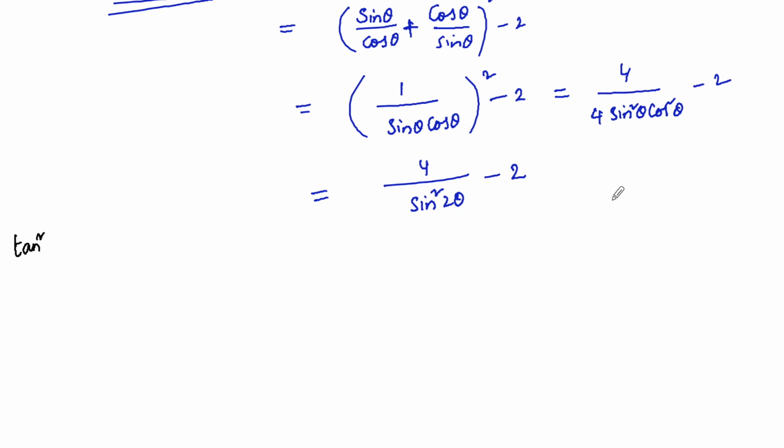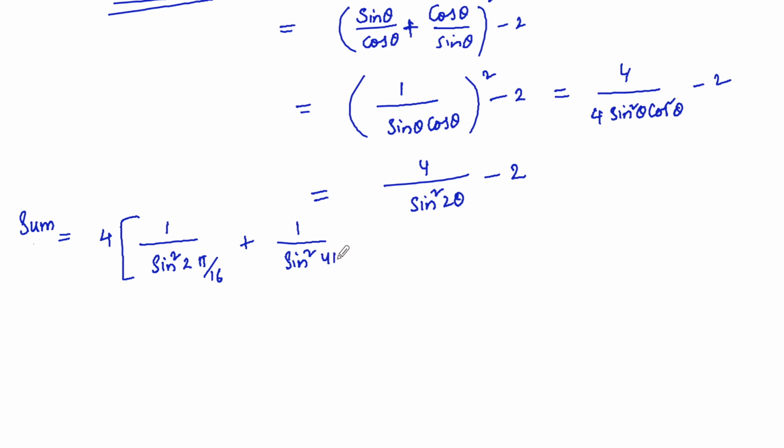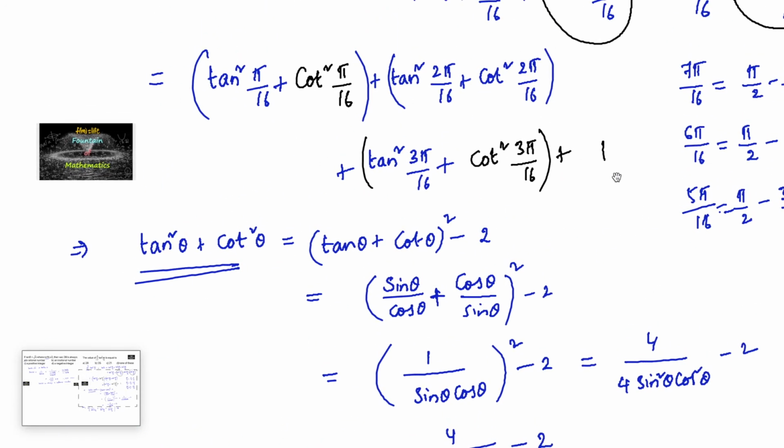So the given sum, let me write the sum. Our given sum can be written as 4 times 1 upon sin square 2 into pi by 16, plus 1 upon sin square 2 into 2 pi by 16, plus the third one, that is 3 pi by 16, so sin square 2 into 3 pi by 16, that is 6 pi by 16, so minus 2 minus 2 minus 2, that comes to minus 6, and again plus 1, and again last plus 1.